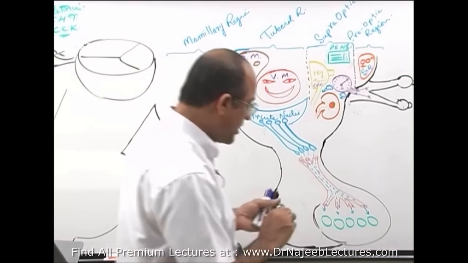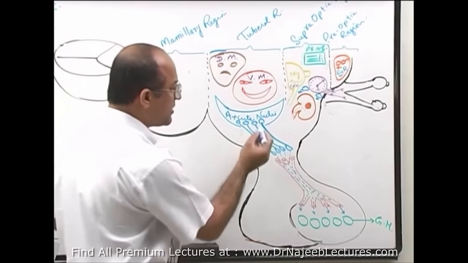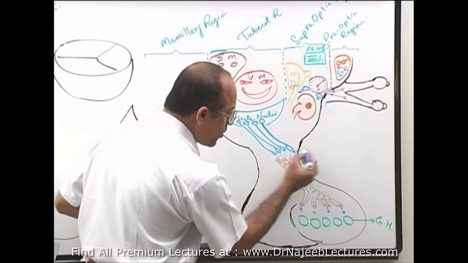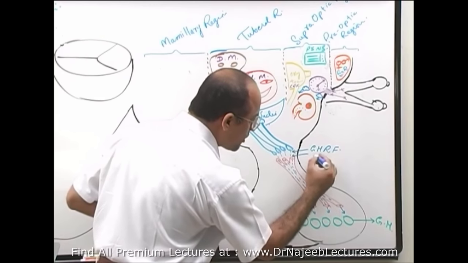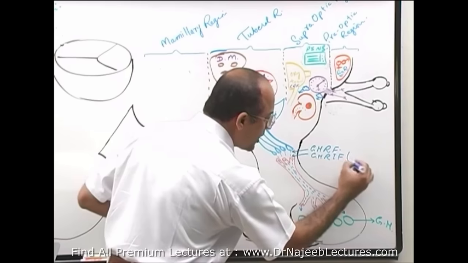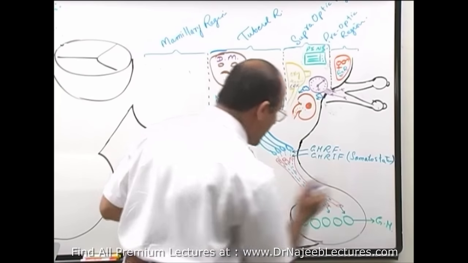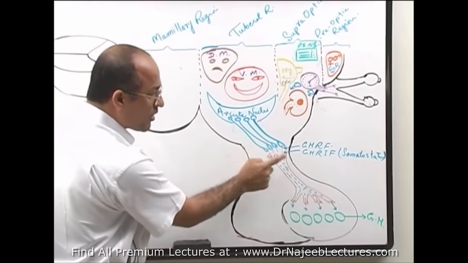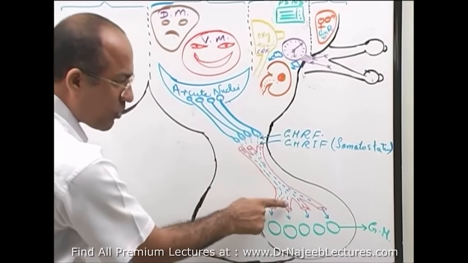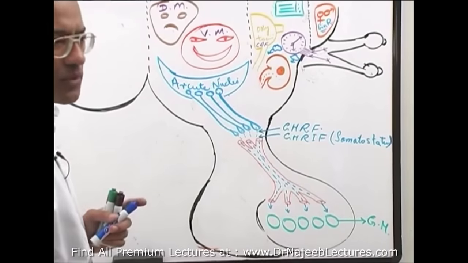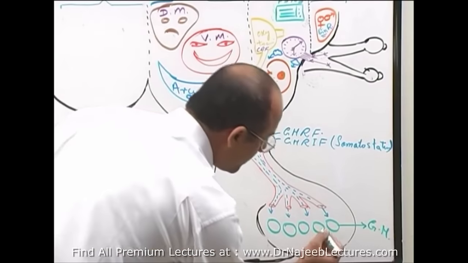For example, this cell is producing growth hormone. But actually, from the arcuate nucleus, there may be growth hormone release factor, or there may be growth hormone release inhibiting factor, which is also called somatostatin. Right? So growth hormone releasing factors and growth hormone release inhibiting factors are peptides which are produced by the arcuate nucleus and its fibers, released through the portal system, and come to the anterior pituitary and control the release of growth hormone.